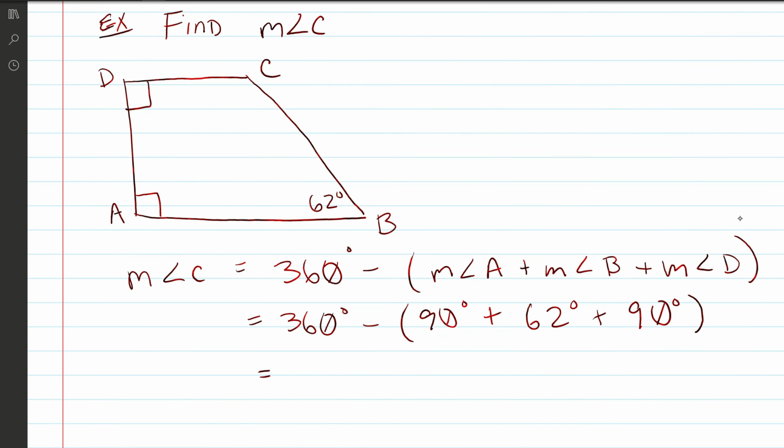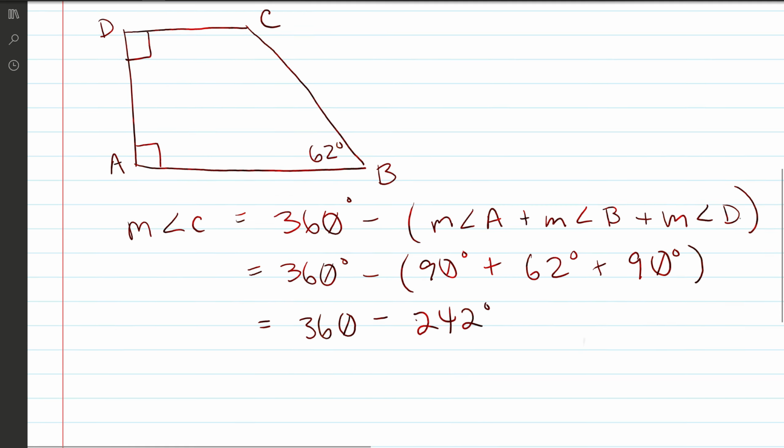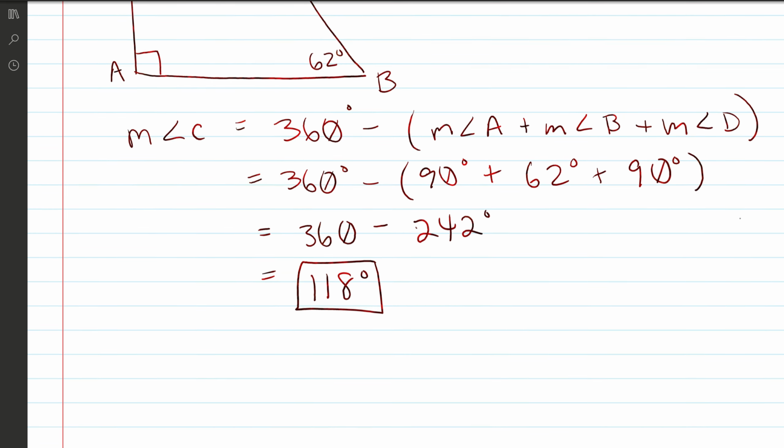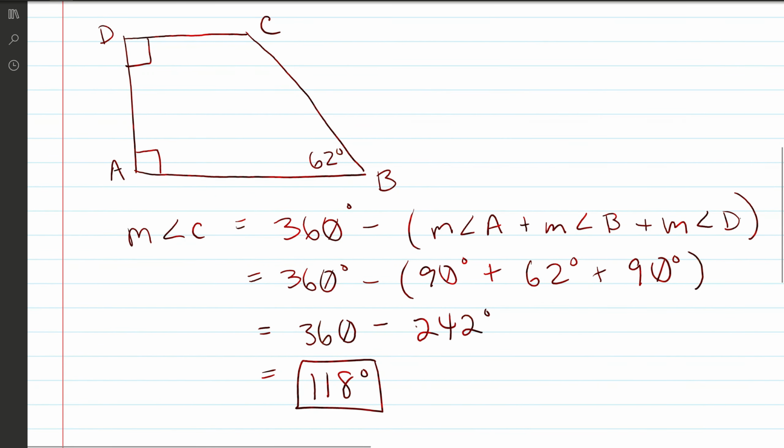And now it's just a matter of taking the sum of everything in the parentheses and then taking it away from the 360. So we get 242 inside of the parentheses, and we take it away from 360, and that leaves us with 118 degrees. So the measure of angle C is 118 degrees.